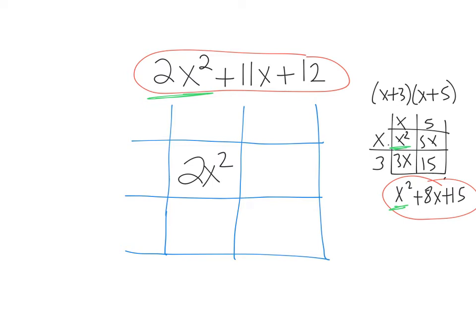Now, the other thing we know is that the last term, 15 in this case, had to go into the last box. So here we have 12 that has to go into the last box. Now this is the hard part, because we don't know what is going to have to go in those middle two boxes. It's kind of a hard thing to come up with.